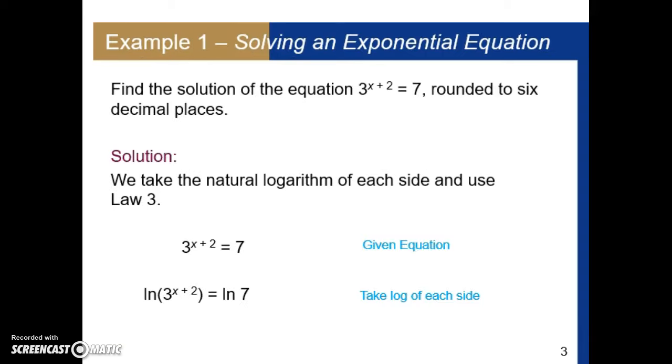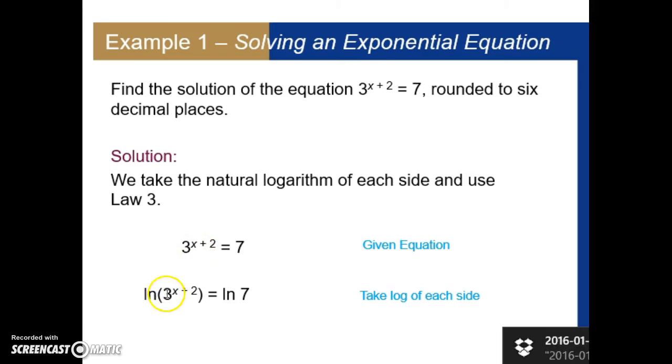So let's work a couple of examples a little bit different than what we worked yesterday in class. Find the solution of the equation 3 to the x plus 2 equals 7, rounded to 6 decimal places. So we're going to take the natural log now of both sides. And you say, well, why take the natural log of both sides when we have a base of 3 over here? And I'll show you why.